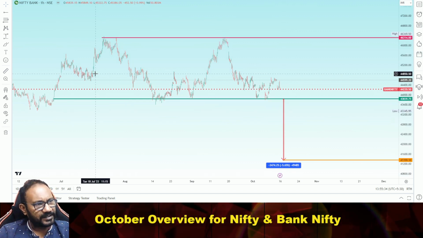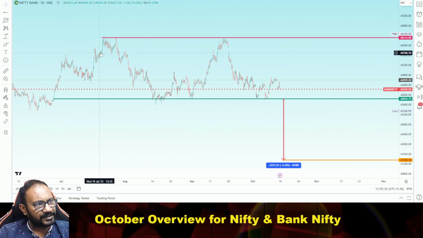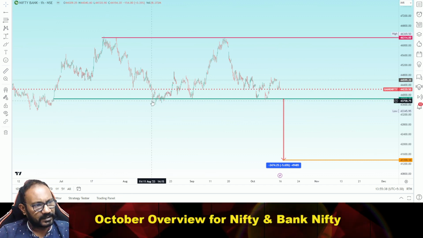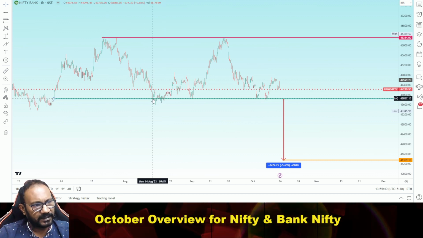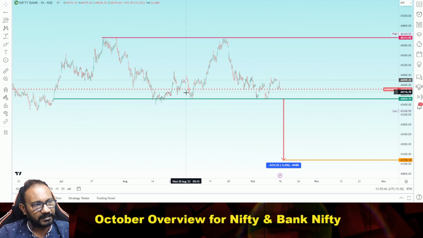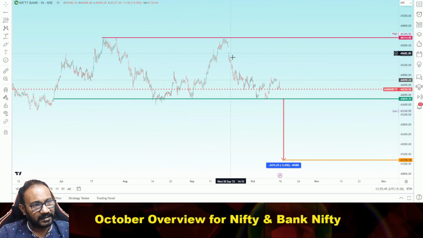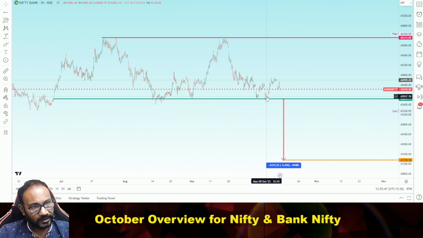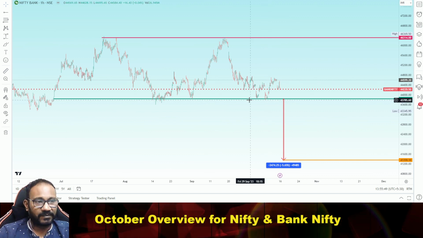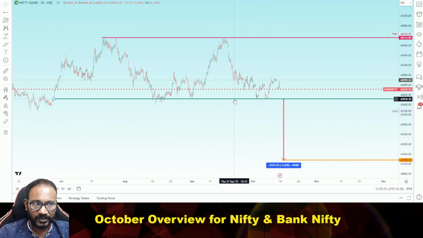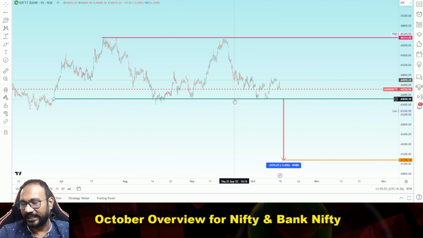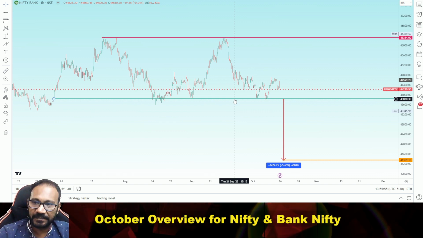And as we have seen, once the rally started from here, this was the first time it came, and then there were multiple retests. Again, it went up. Again, it retested twice. Then the third time it retested. The fourth time it retested. So whenever a support zone has been retested more than 3 times, the support becomes weaker, right?